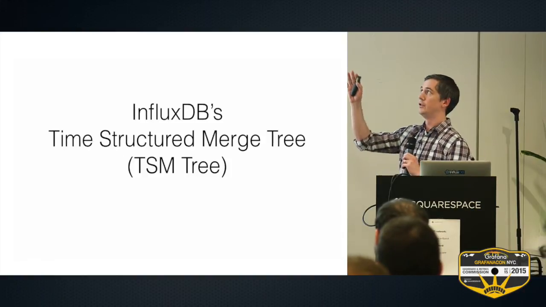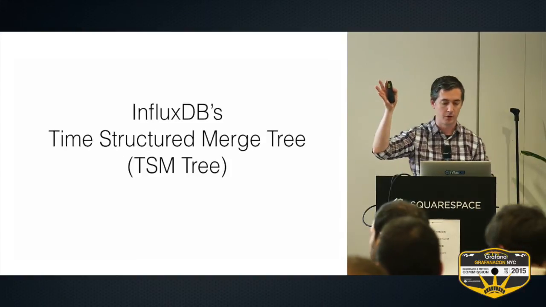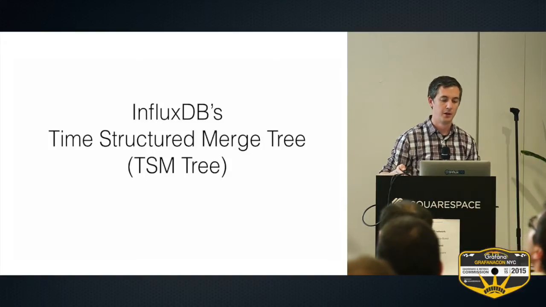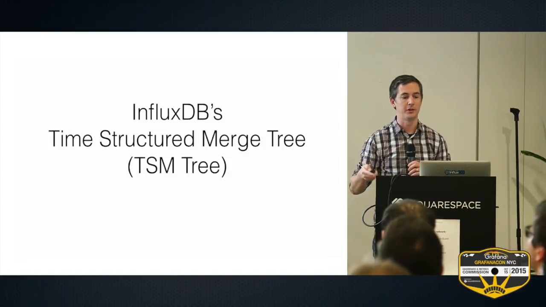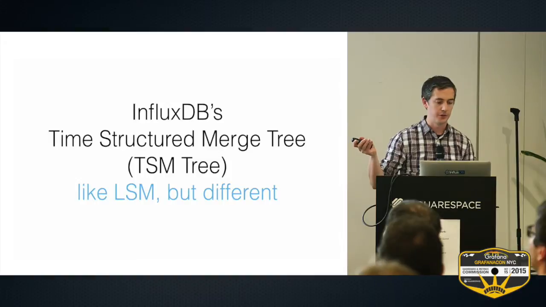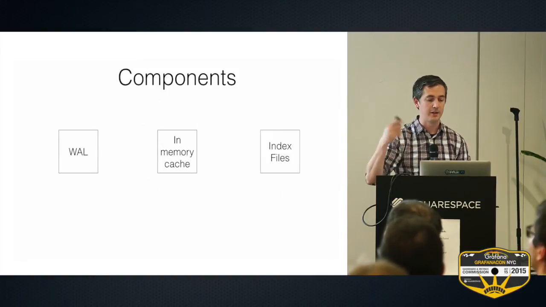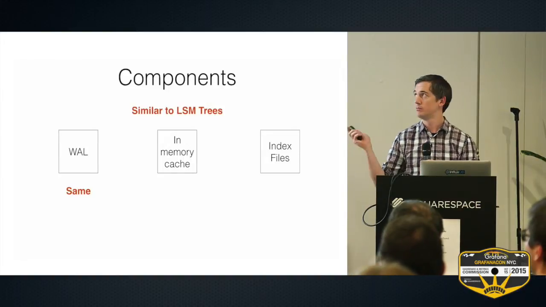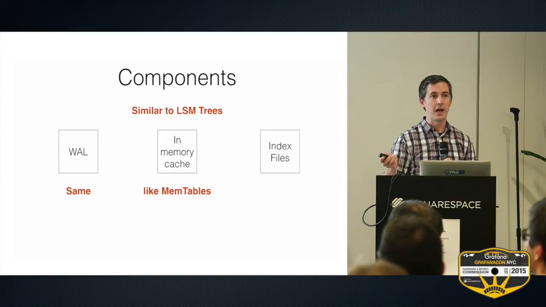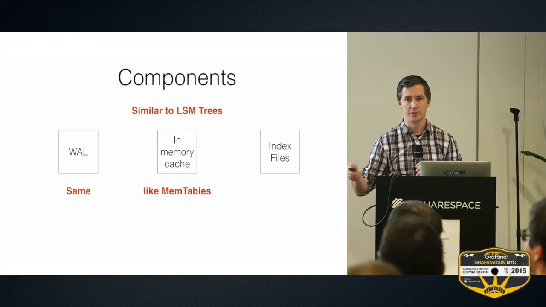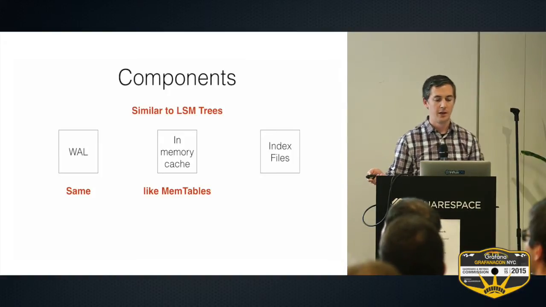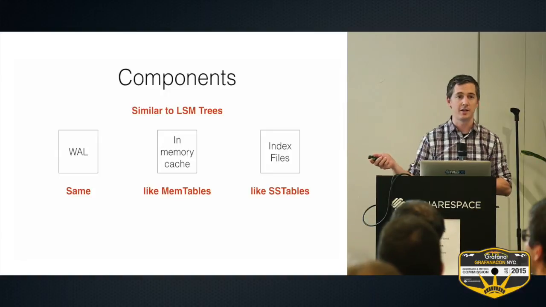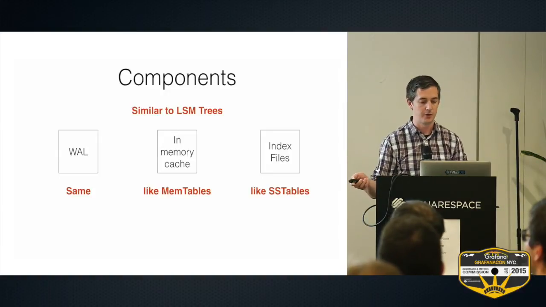So the new storage engine we're working on is called a time structured merge tree. It's like an LSM tree, but a little bit different. These are the components of it. It has a write ahead log, it has an in-memory cache, and it has index files. This is very similar to LSM trees. Write ahead log, LSM has. In-memory cache is like memtables in LSM trees, like in LevelDB. And index files are very much like SS tables in LevelDB and LSM trees.